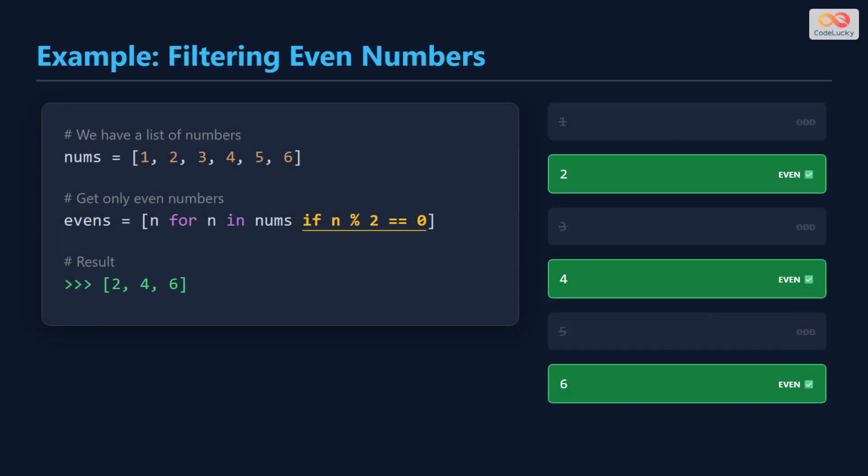Let's see that in action. Suppose we have a list of numbers from 1 to 6, and we only want the even ones. We simply add if n % 2 == 0 at the end. Python iterates through the list, checks each number, and only keeps the ones that pass the test, resulting in a clean list of even numbers.